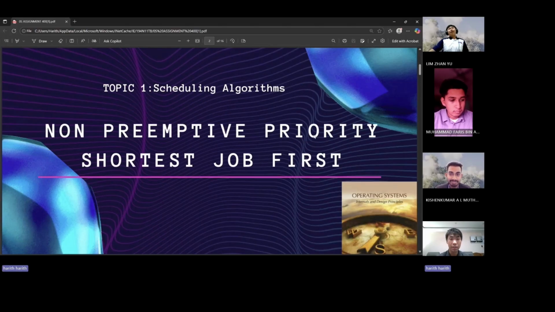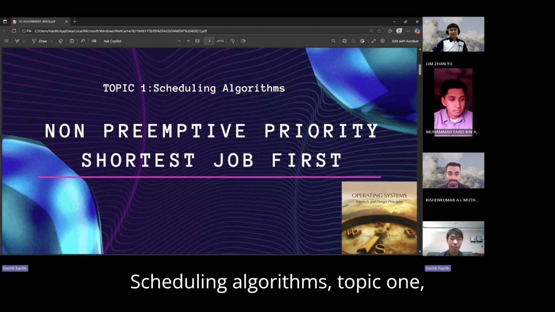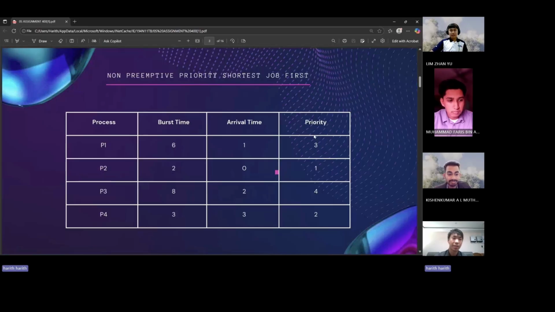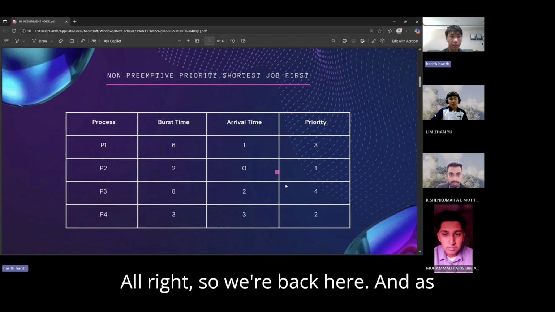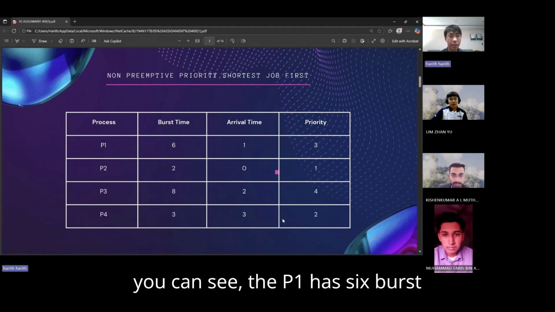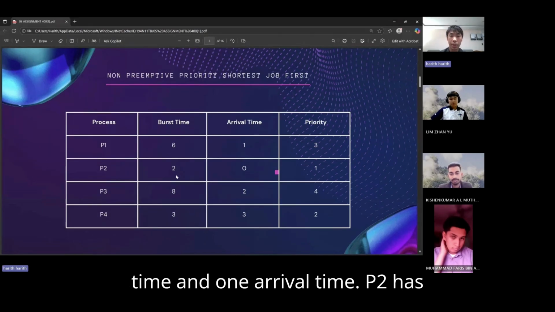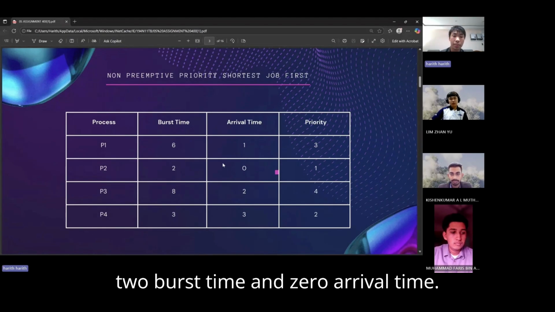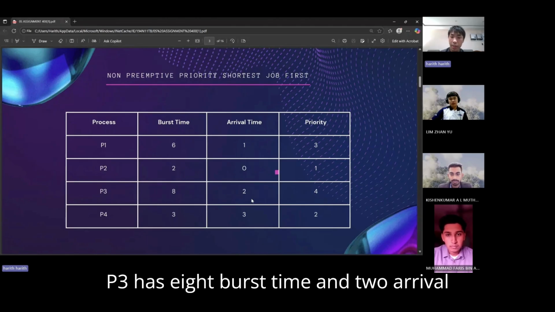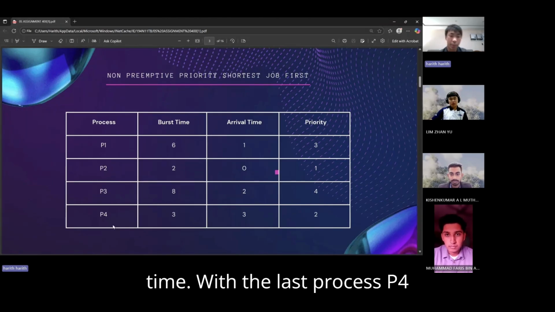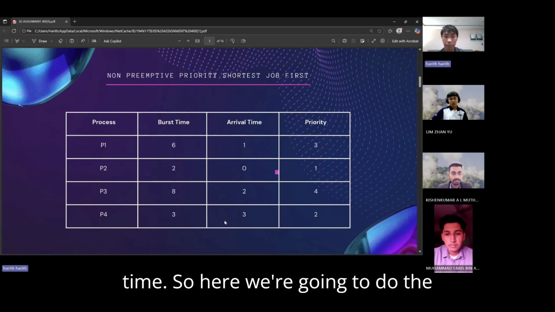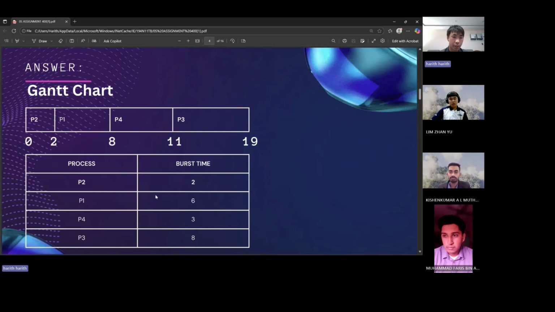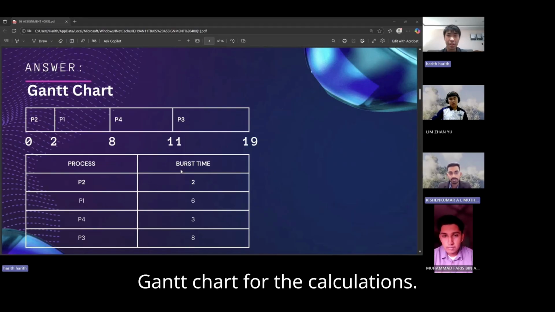All right. Scheduling algorithms, topic one, non-preemptive shortest job first. All right, so we're back here. As you can see, P1 has 6 burst time and 1 arrival time. P2 has 2 burst time and 0 arrival time. P3 has 8 burst time and 2 arrival time, with the last process P4 having 3 burst time and 3 arrival time. So here we're going to do the Gantt chart, the calculations.